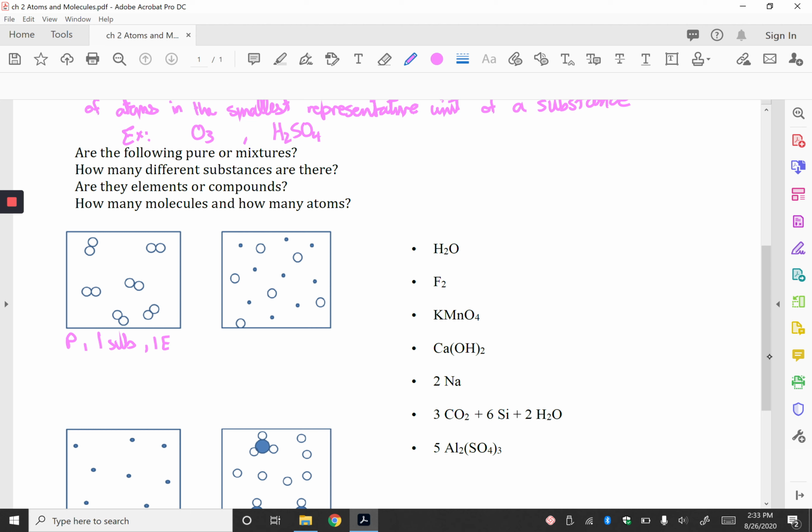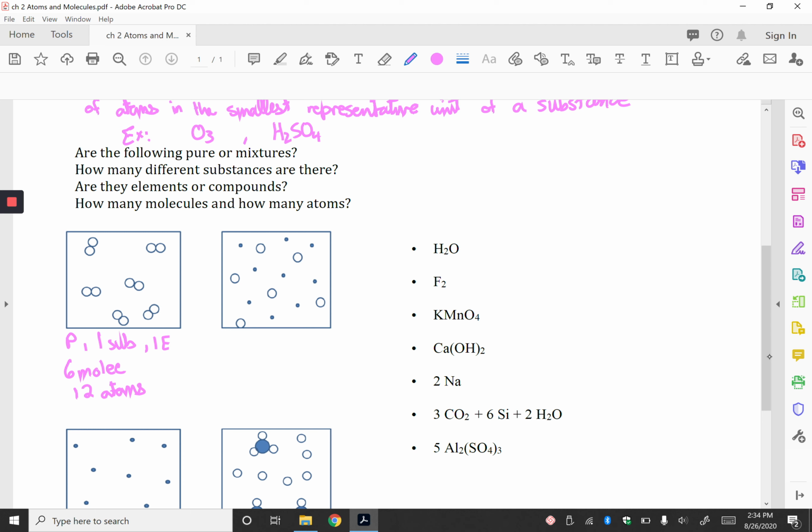And how many molecules are there and how many atoms are there? A molecule is a group of 2 or more atoms bonded together chemically. When we draw them next to each other like this, that means they're bonded together. So this is a molecule, there's another molecule, there's one, there's one, there's one, there's one. So 1, 2, 3, 4, 5, 6 molecules. Each of these molecules is made up of 2 atoms, so that would be a total of 12 atoms.